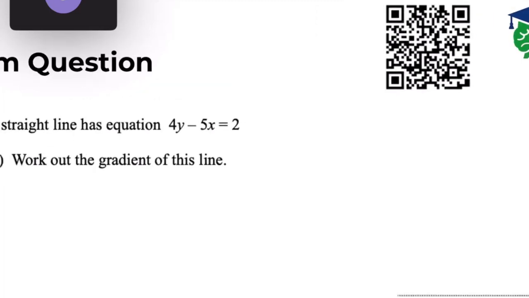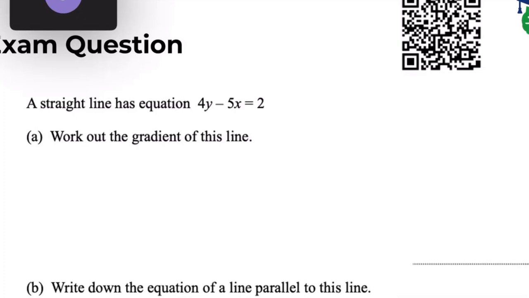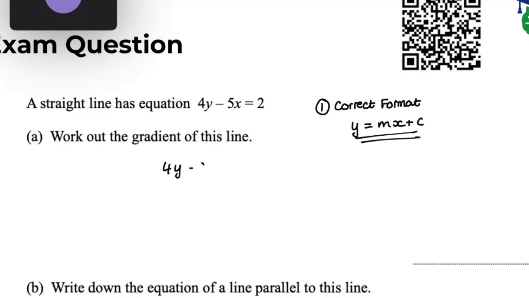Okay, so step one, with any lines question, you need to get it into the correct format. That's going to be key with any lines question. And the correct format is this: y equals mx plus c. You need to get it into this format over here. Okay, so we've got 4y minus 5x equals 2. We need to get that into the correct format.